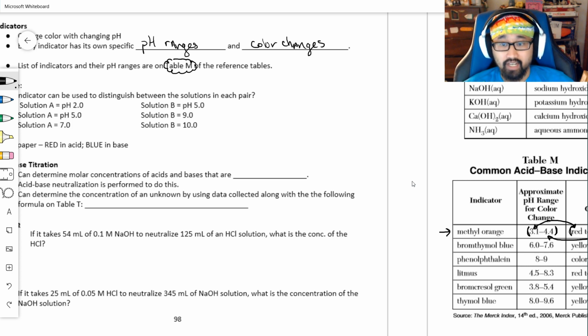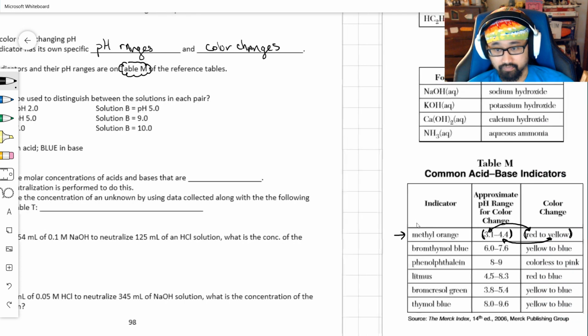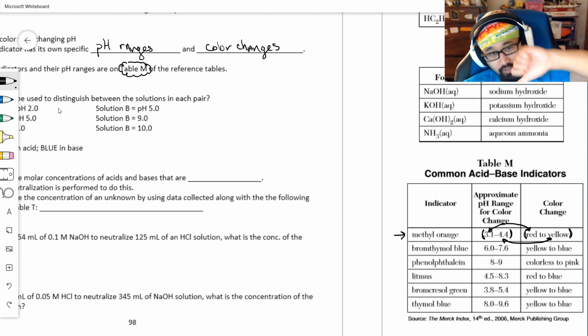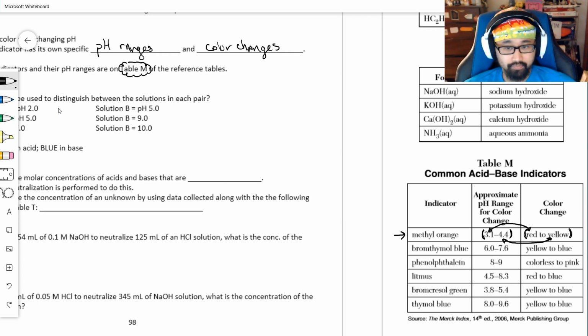I could not use the next one down. I could not use bromthymol blue, because if you look, at 6 it's yellow, and at 7.6 it's blue. Well, if I drop bromthymol blue in something that has a pH of 2, it's going to be yellow. And if I drop it in something with a pH of 5, it's still going to be yellow. So bromthymol blue does not work. Right? I can do that with either of these other ones.